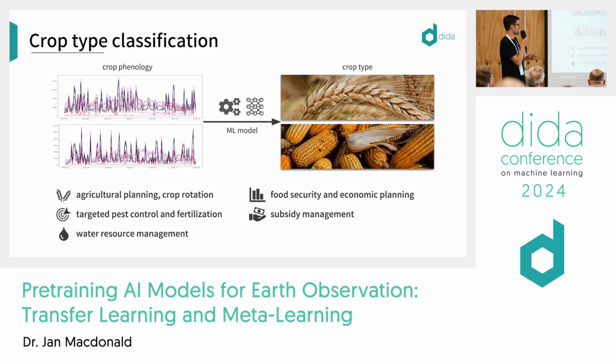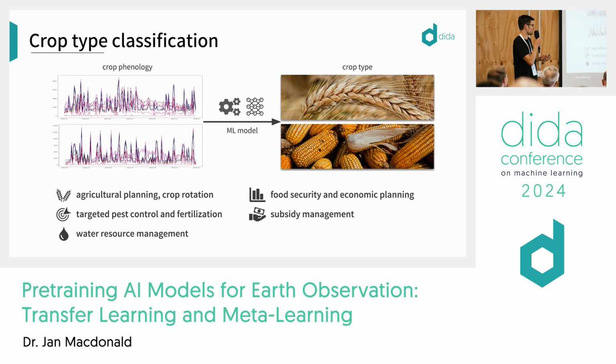Again, the crop type classification problem itself is rather important and has many different applications. It can be used for agricultural planning, keeping track of crop rotations, or targeted automated pest control and fertilization. Water management, like keeping track if, for example, in some region a lot of crops are grown that require large amounts of water, or food security, economic planning, keeping track of supply and demand of different crop types. And as I mentioned before, in Europe, subsidy management also plays an important role.